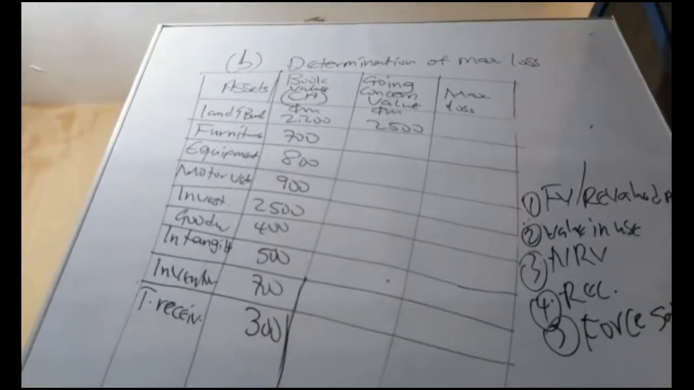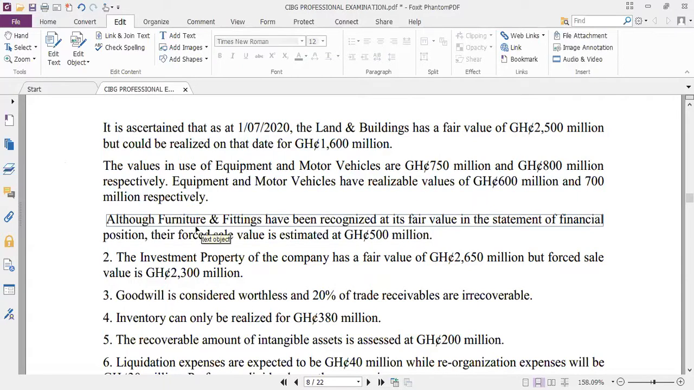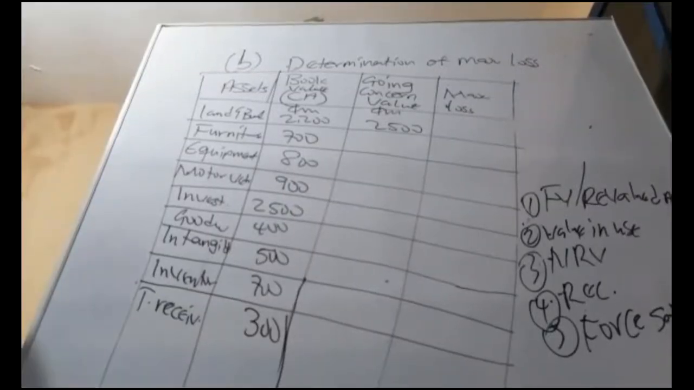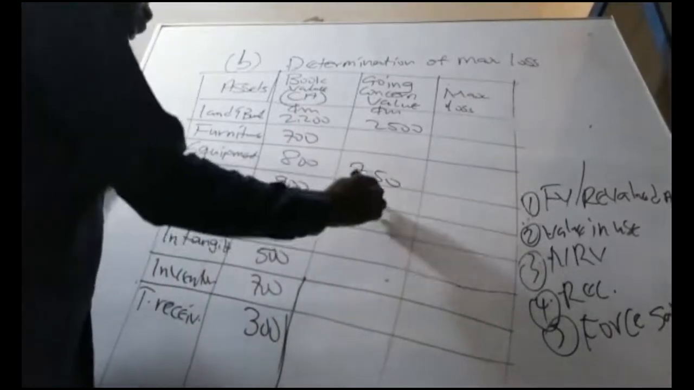If you have a question, you can type it for me. The value in use of equipment and motor vehicles are 750 million and 800 respectively. But they can be realized for 600. We don't like the realized value, so let's pick the value in use. So 750 for equipment, and motor is 800.